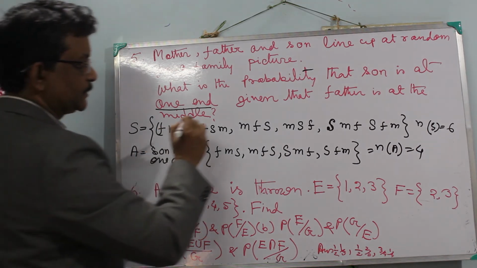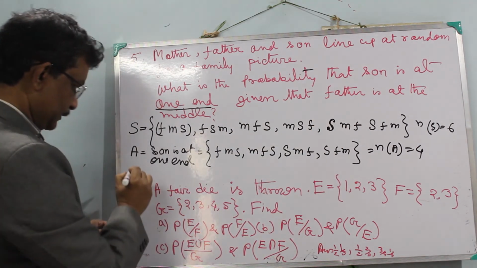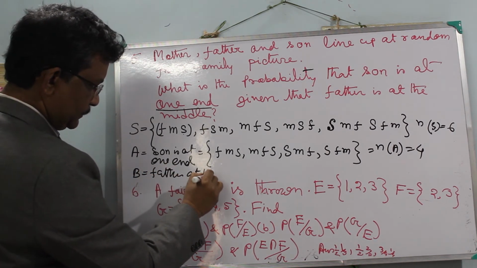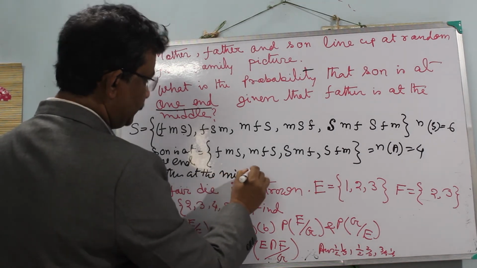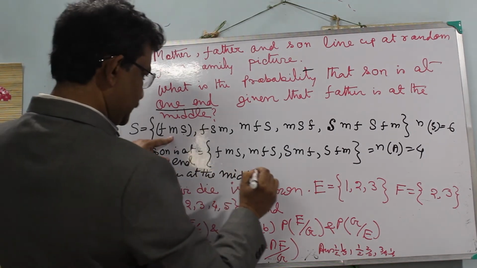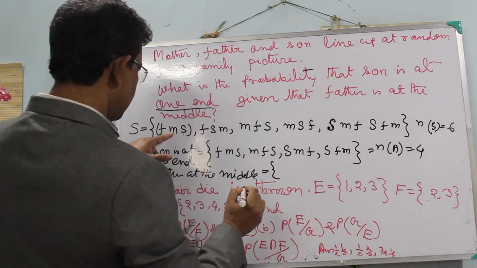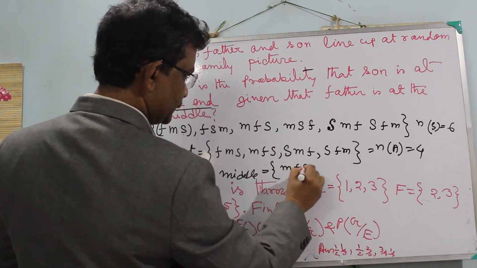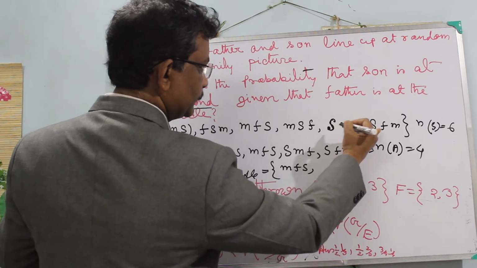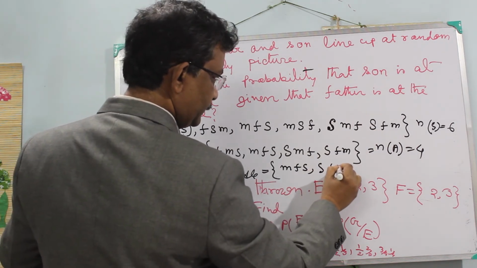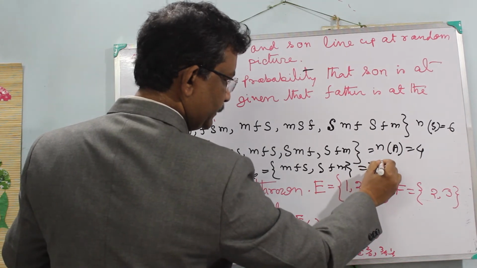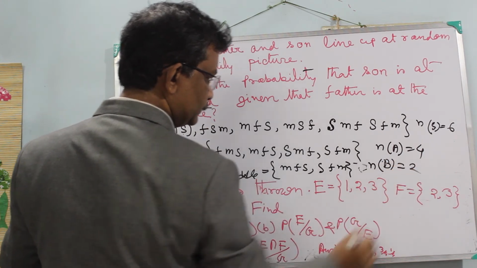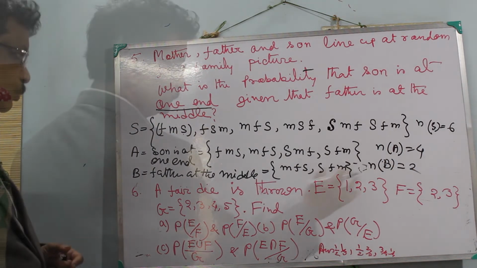So probability of B, given that the father is at the middle. So B equals father at the middle. If father is at the middle, what are the favorable cases? Elements: MFS, where father is at the middle, and SFM. So nB equal to 2.